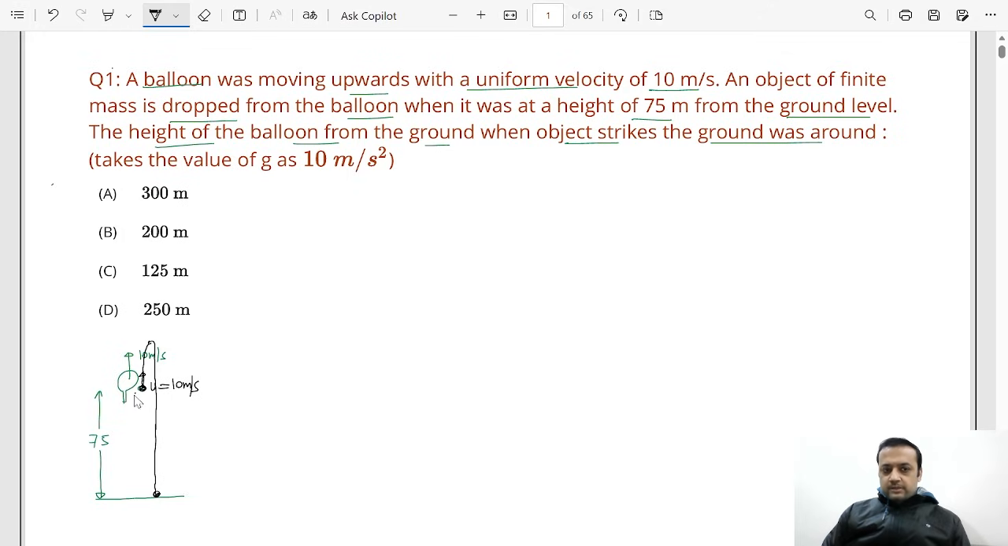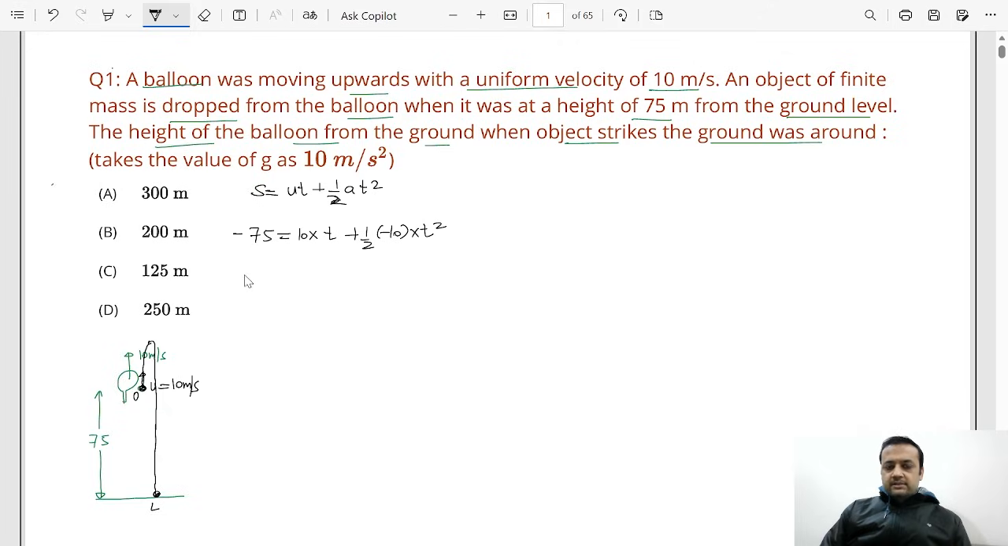If you call this point O and this point L, then with respect to O, the displacement of the stone is minus 75, because displacement is just taken between the final and the initial point. So if I use s = ut + half at square for the stone, displacement of the stone is minus 75, initial velocity was 10, into t. t is what we are going to calculate. Acceleration is minus gravity, so that will be minus 10 into t square.